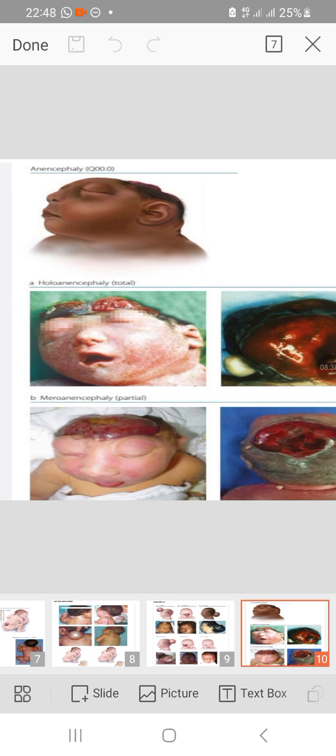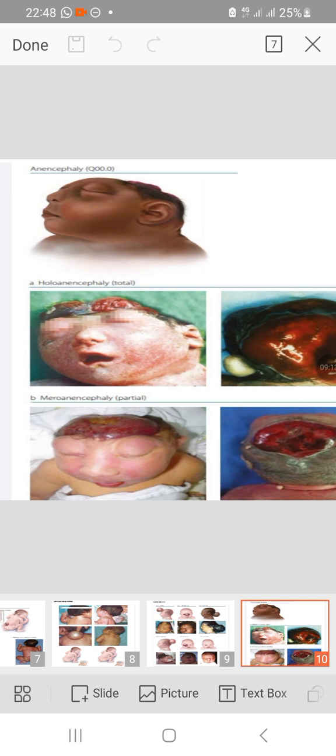So if the neural tube fails to close, the brain may fail to develop, because the brain needs to develop in an enclosed region. So this is anencephaly. In anencephaly, there is holoanencephaly and microencephaly.